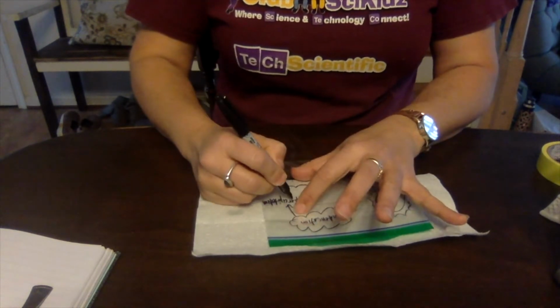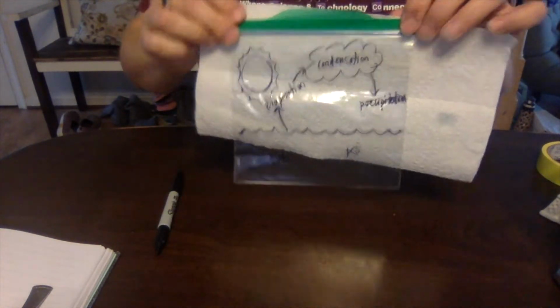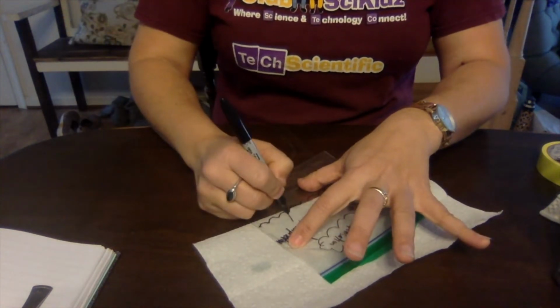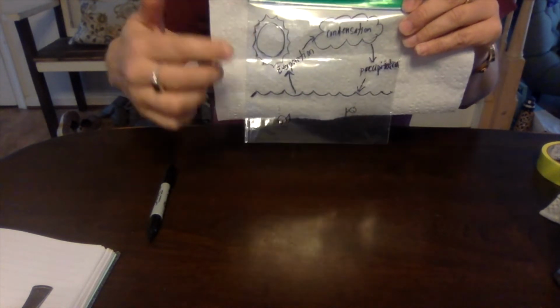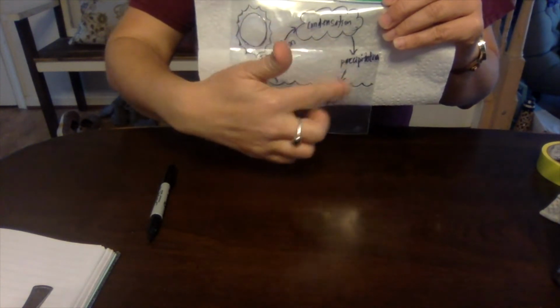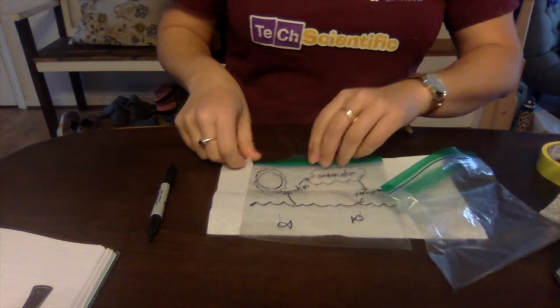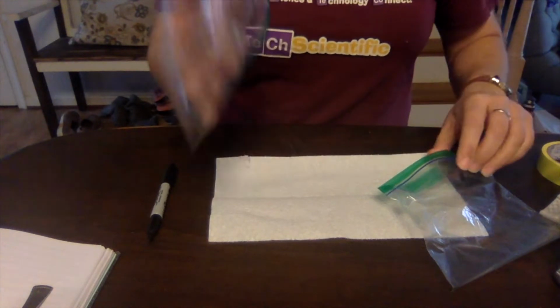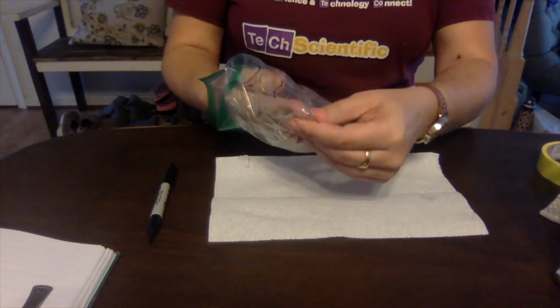Oops, kind of ran out of room there. All right, so we got precipitation, and then we're going to draw the bottom arrow back into the ocean. So we've labeled the 3 different parts, which are the evaporation, condensation, and then precipitation, and then it goes all over again. So now that it's labeled, we are going to take our second bag. We're going to carefully put our first bag inside. This way we will just prevent any possible spills.